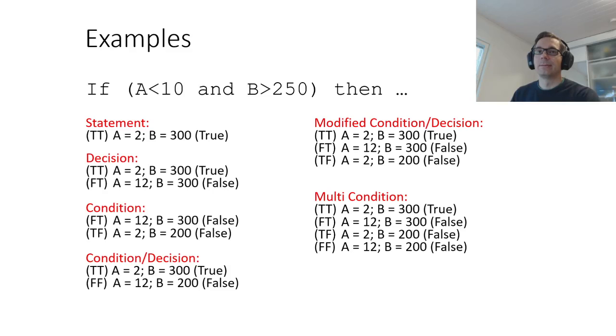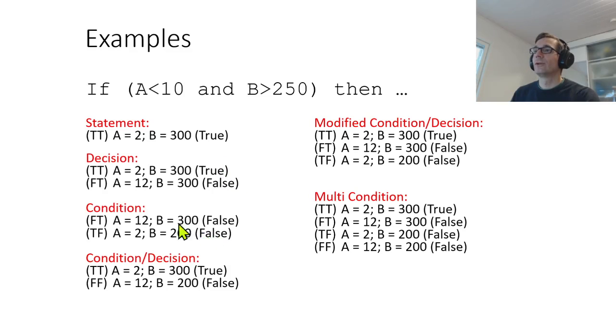Okay, here is another example. So considering a Boolean statement, if A less than 10 and B greater than 250, we get 100% statement coverage if we execute this if statement with any input. We get 100% decision coverage, also known as branch coverage, if the decision from this branch is executed for both true and false.